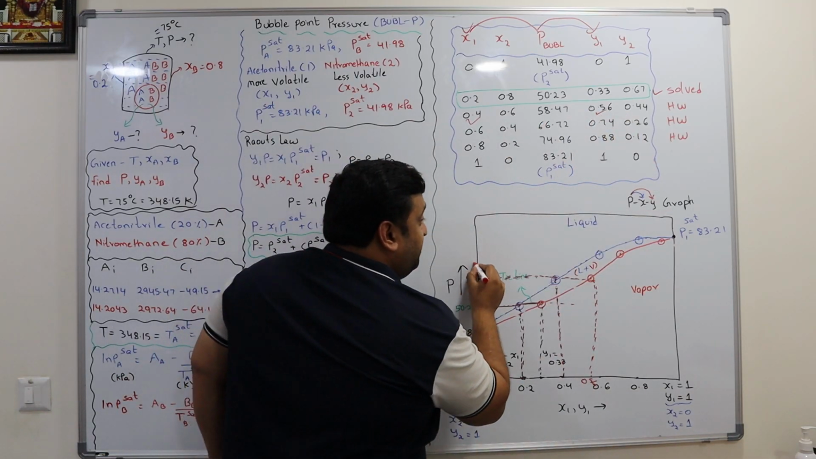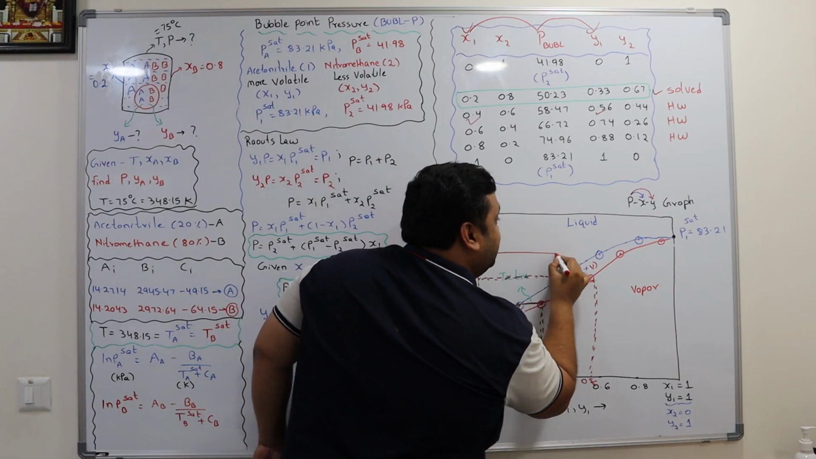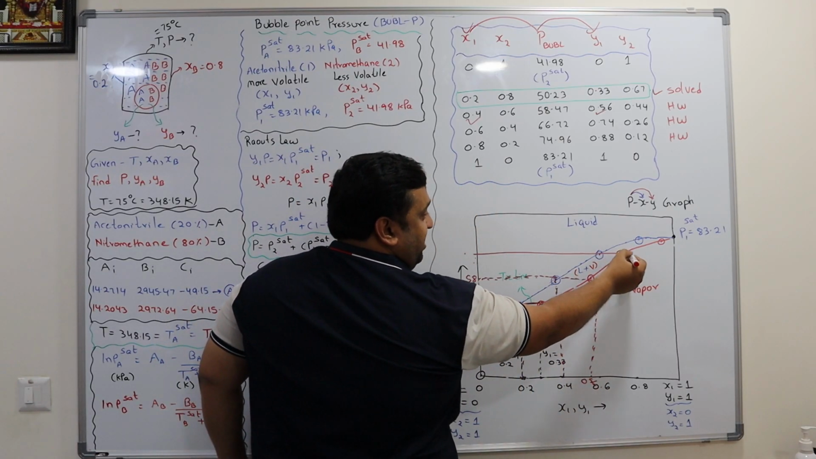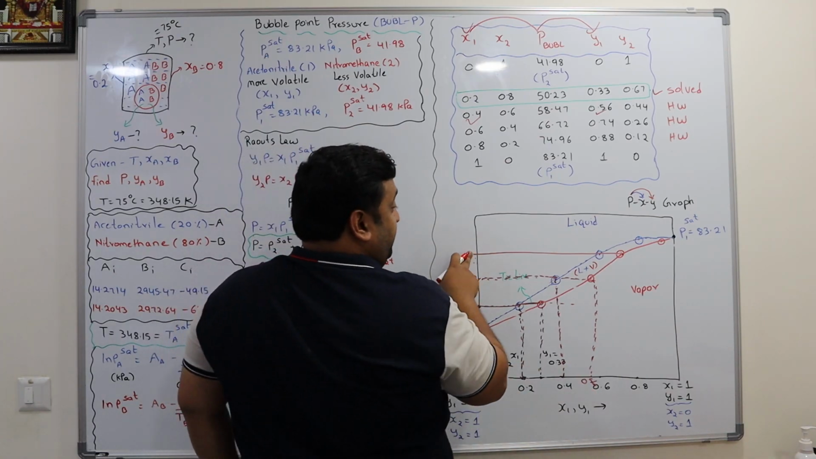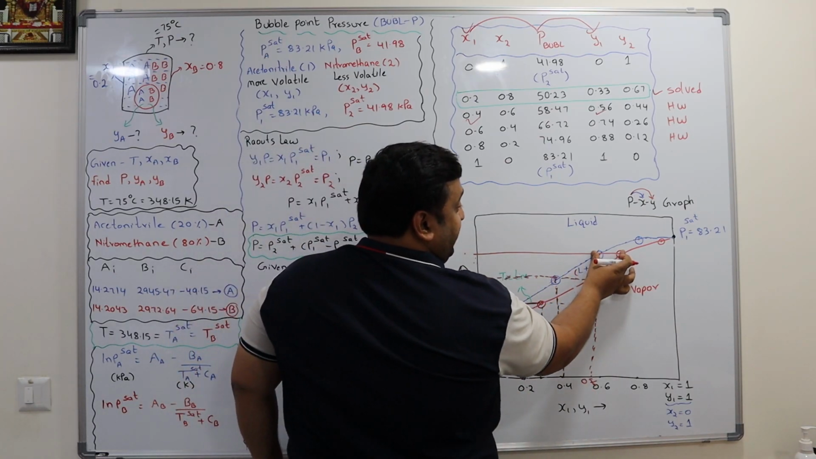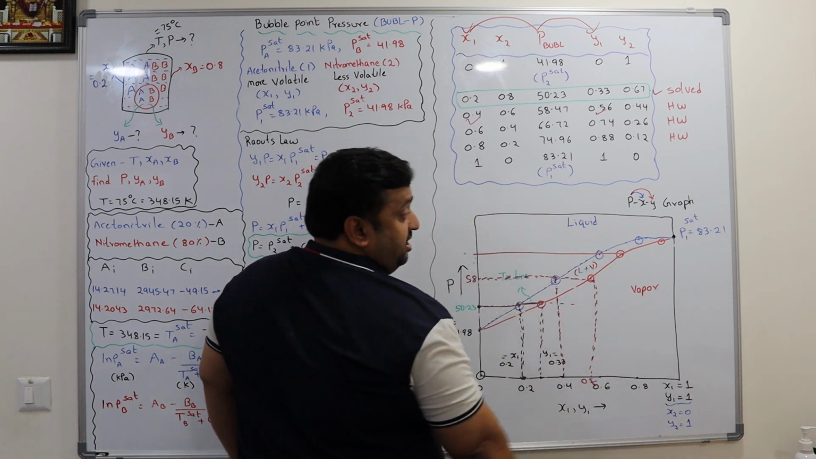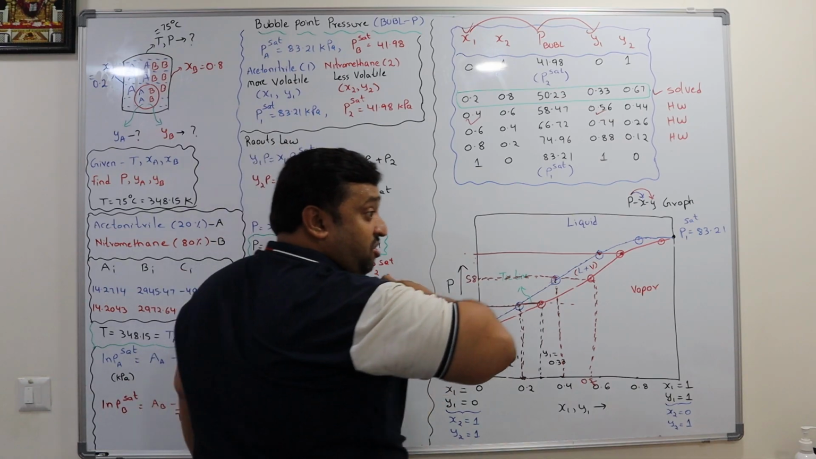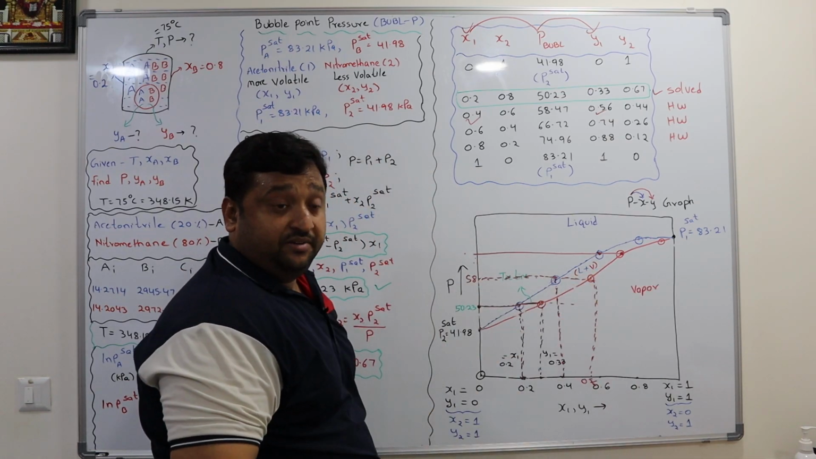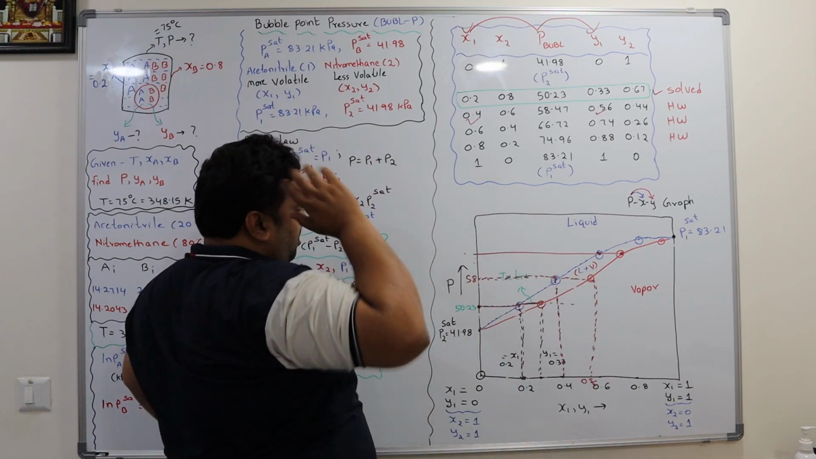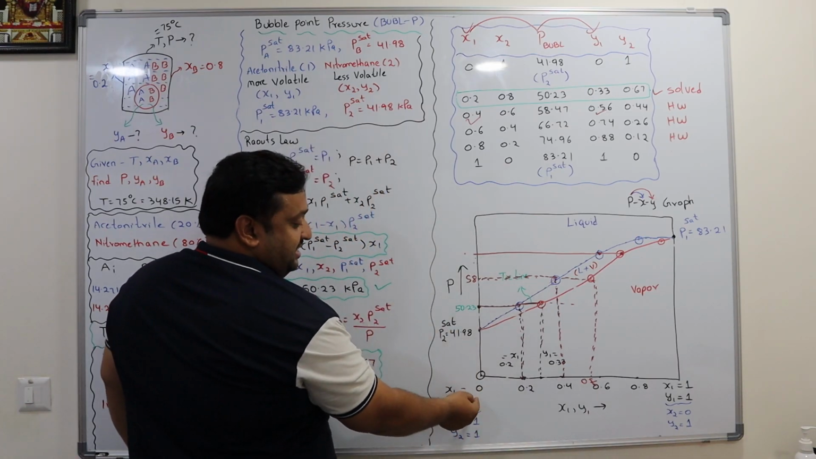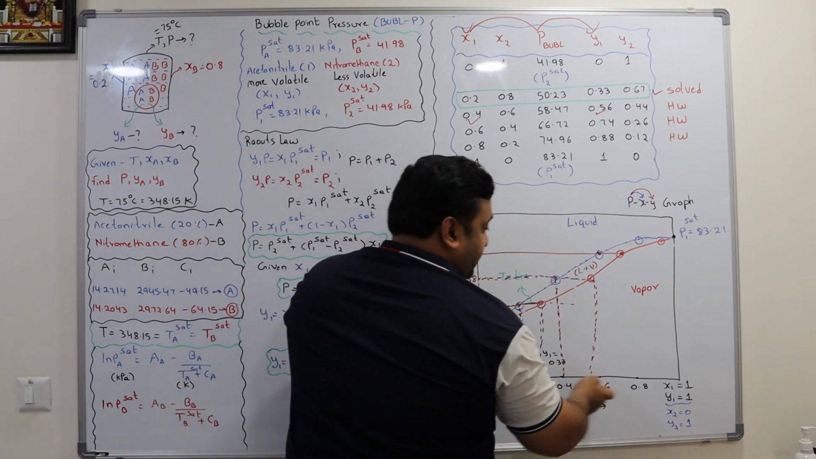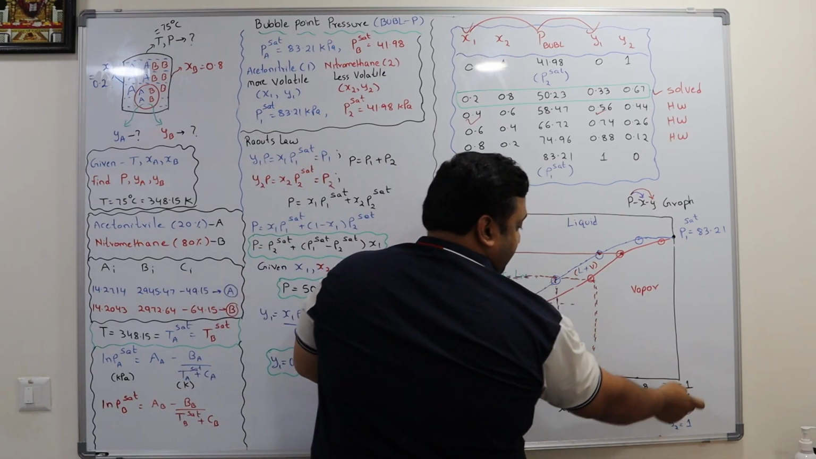You can see at every pressure, I can connect the things. At this particular pressure, the x1 will be this and y1 will be this. So at every pressure, if I am joining these two, x1 and y1, blue curve and red curve, every horizontal line connecting the blue curve and red curve is called the tie line. On the extreme, this is 0%, x1 equal to 0, y1 equal to 0. And here x1 equal to 1, y1 equal to 1.